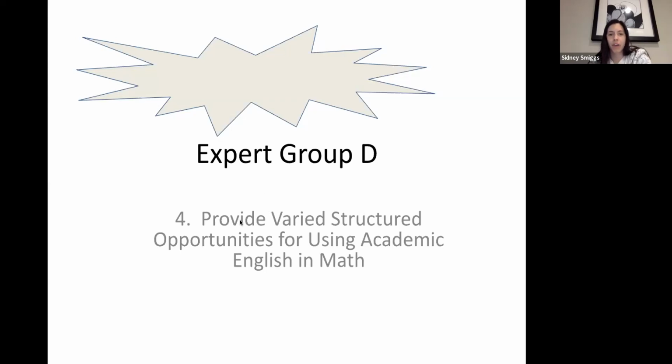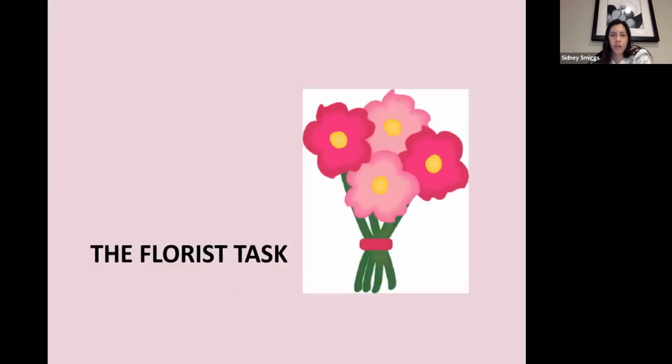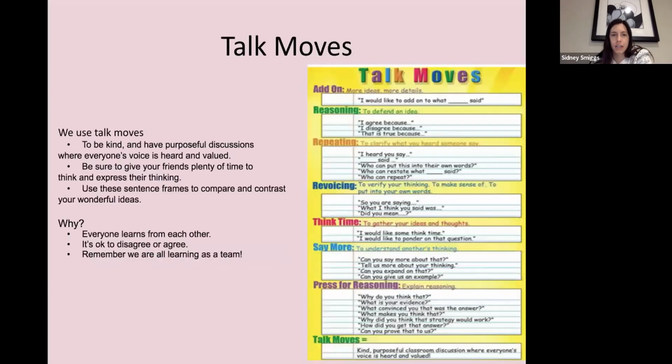So we had provide varied structures, opportunities for using academic English and math. Ours is a little bit simpler just because we're providing a lot of ways that they can include English in this math problem. So the florist task. We started with adding our talk moves, and obviously we would want to have it posted somewhere in the room, reminding them specifically to be kind and have purposeful discussions and things like that.